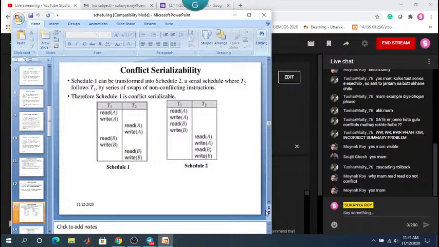Is this example clear? This is how to remove conflict from the scheduling.